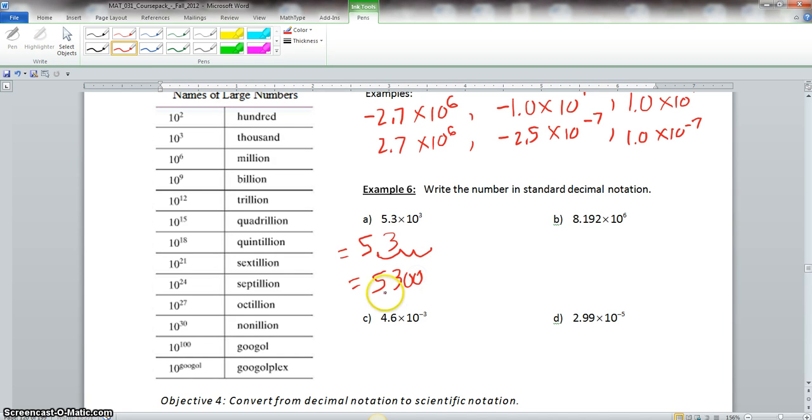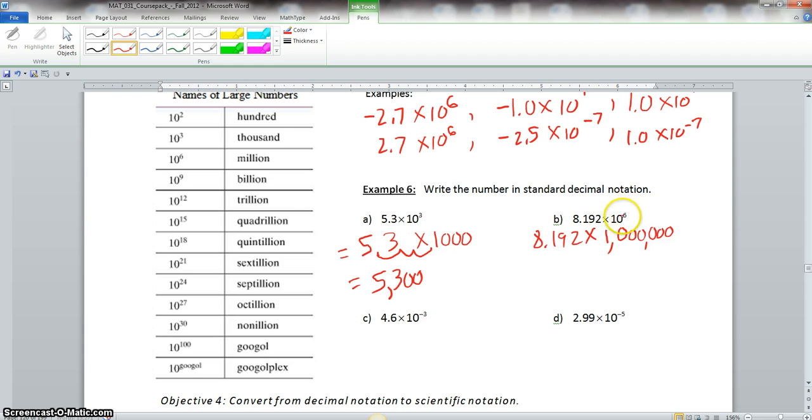Okay, now you could put a comma here if you want to, you don't have to. Okay, now we have B, 8.192 times 10 to the 6th power. We know that this will end up being 1,000,000. Because if we expand this out, I didn't do it in the last problem, but I'm going to do it here. This is really 8.192 times 1 and then 6 zeros. So this would be 1,000,000. Over here, this would have been 5.3 times 1 and 3 zeros.